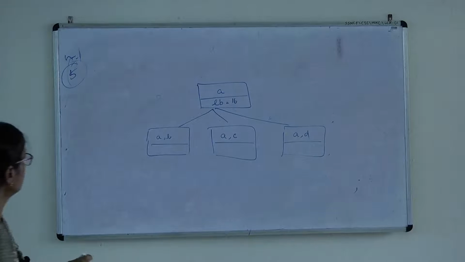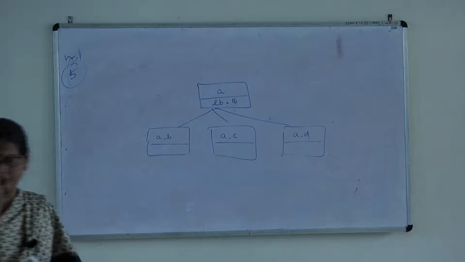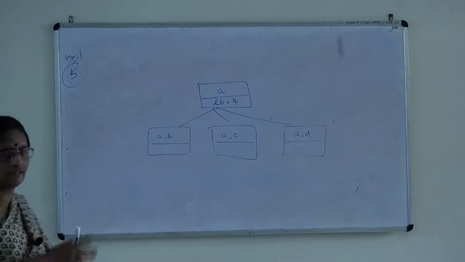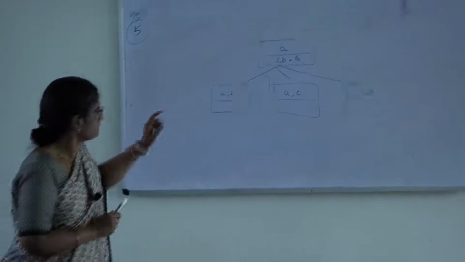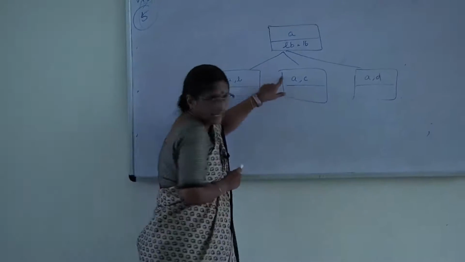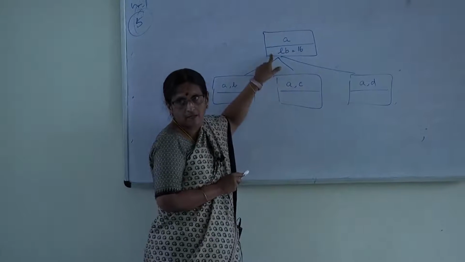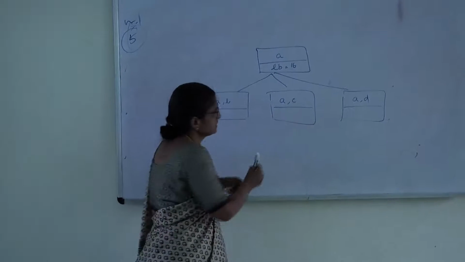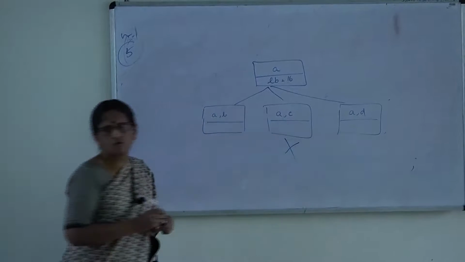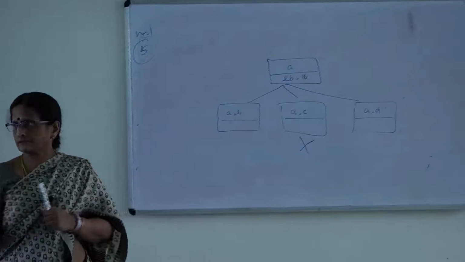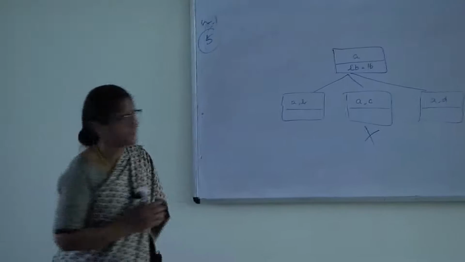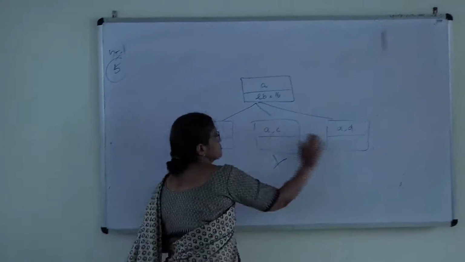Okay. Now, among the three, she has already said the answer. Can I take this node, that is from A, can I go to C? No, that was the assumption. So I am not going to look at it. I am going to prune it. Okay. So I am going to look at only these two possibilities.